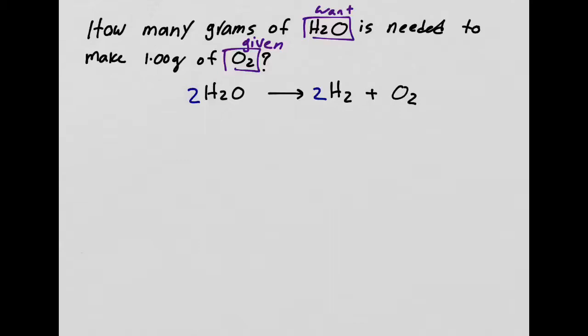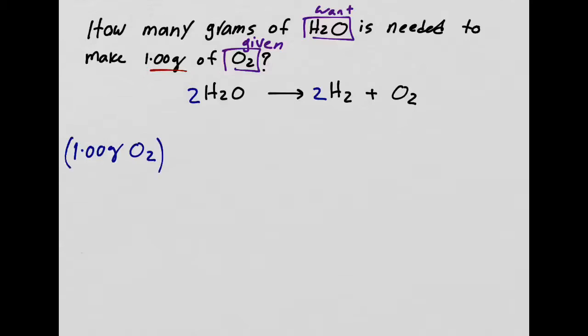Now, you are going to put down what's given to you first. What's given to us is 1.00 grams of O2. Now, O2 is given to me, but I want H2O. So I need to do mole ratio, but I need moles in order to do a mole ratio. Do you have moles right now?